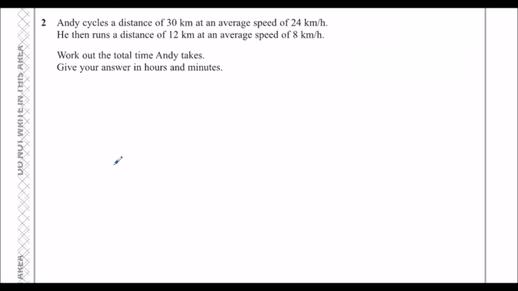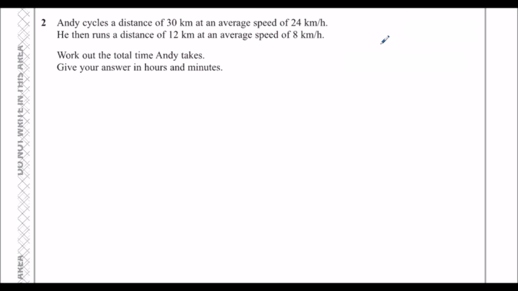Question 2. Andy cycles a distance of 30 kilometers at an average speed of 24 kilometers per hour. Then he runs a distance of 12 kilometers at an average speed of 8 kilometers per hour. Work out the total time Andy takes. Give your answer in hours and minutes.